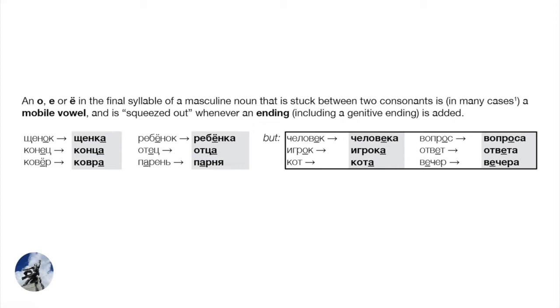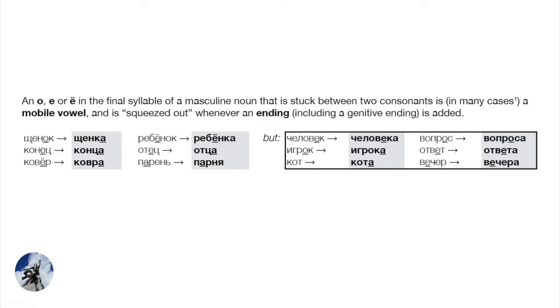Now remember, for masculine nouns, the reason this happens with them is that they are marked by having no ending, right? So in the nominative, shinok, kanyets, kavyor, they have no ending whatsoever. But in all the other cases, they're going to be adding a new ending, and when that ending is added, the mobile vowel is squeezed out and disappears. And that gives us the following forms: shinka, kantsa, kavra. Right? All we've done is added the masculine ending for the genitive singular, and the mobile vowel has been squeezed out. Here are three more examples.